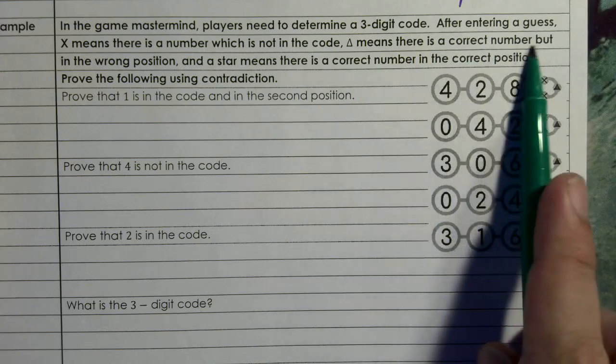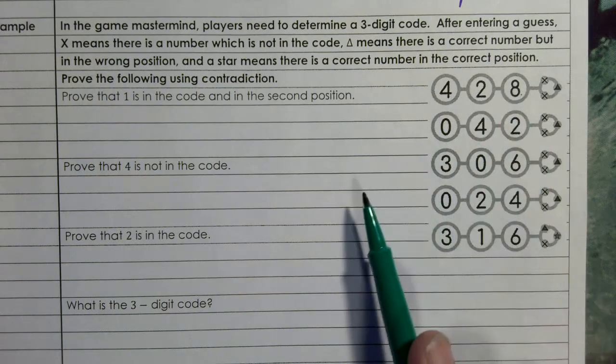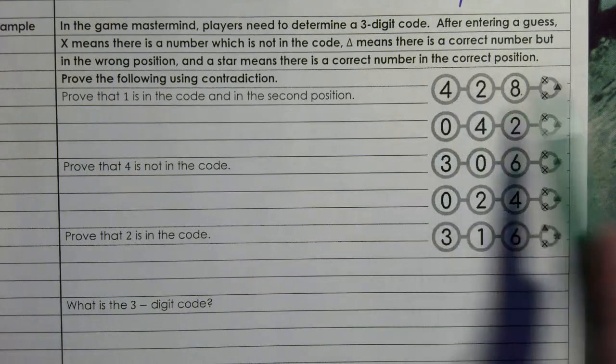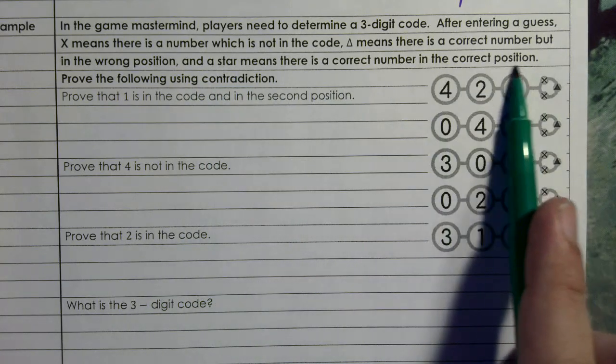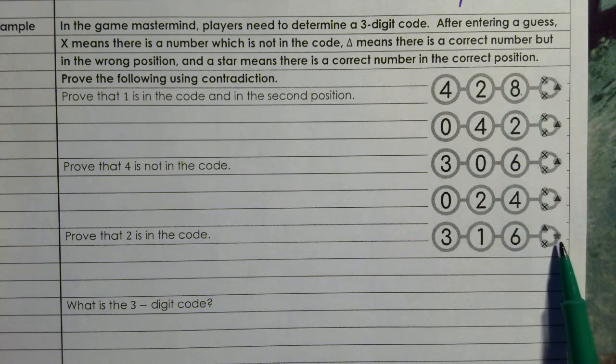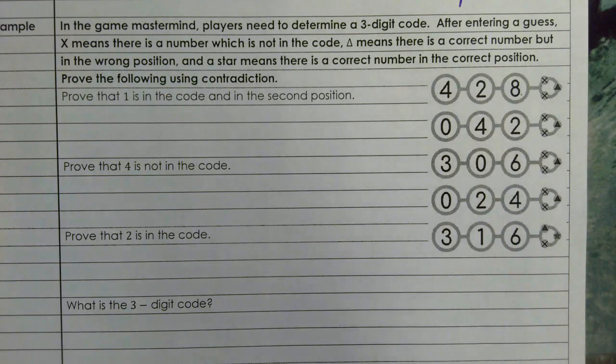Triangle means there's a correct number, but in the wrong position. So 4, 2, or 8 is in the code, but it's in the wrong spot, but we don't know which one. And a star means there's a correct number in the correct position. So this star down here means that one of these numbers is in the right spot and it's the right number.